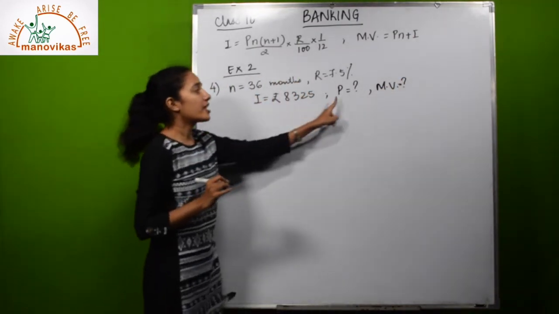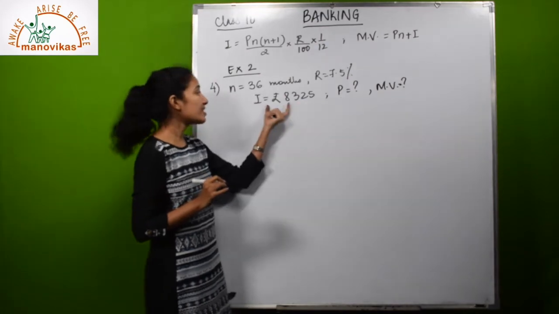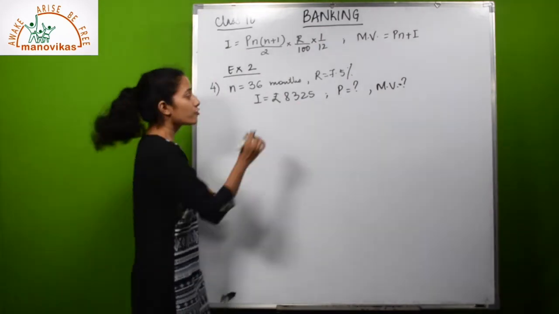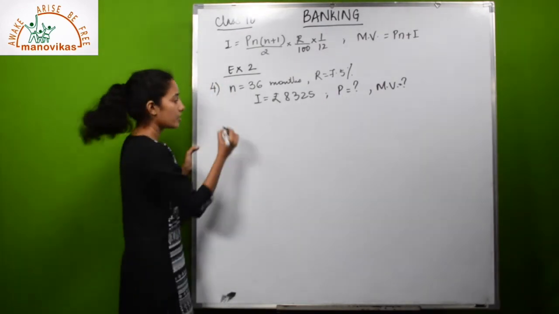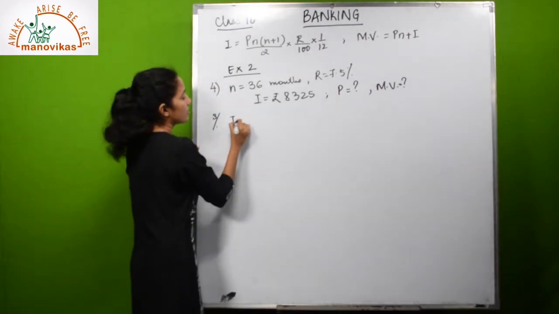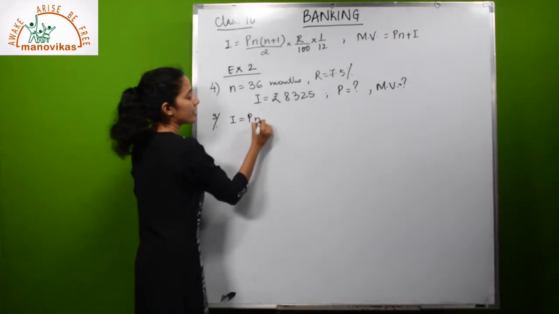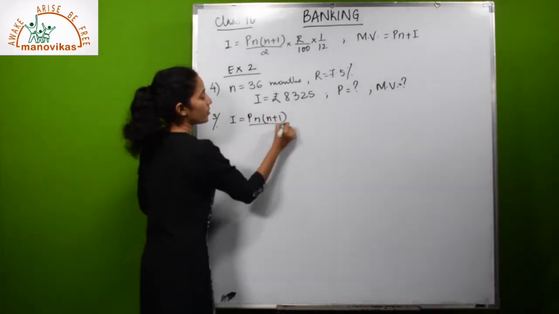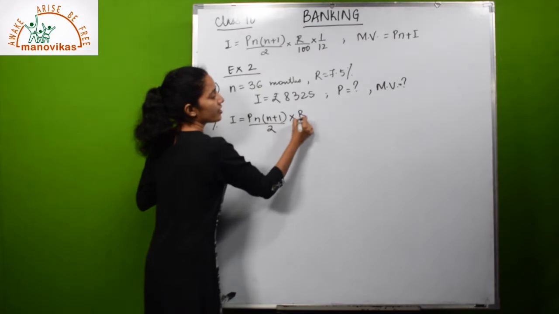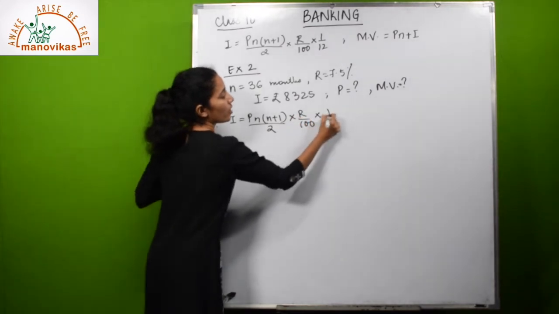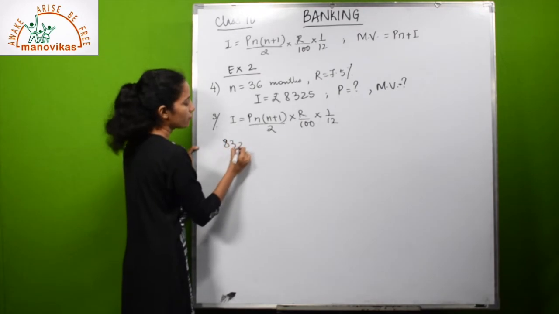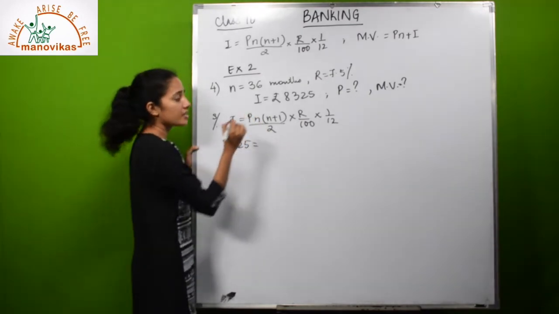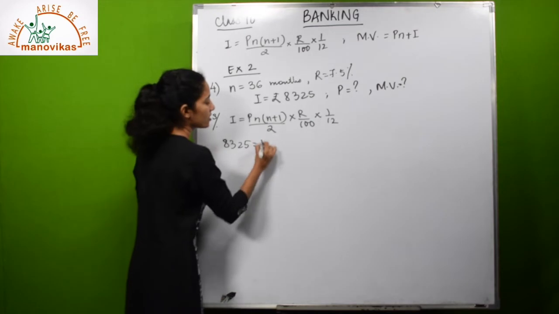So first you have to calculate the principal. What is given is the simple interest. So using what is given, we will first calculate the principal here. I have the simple interest formula as P n(n+1)/2 into R/100 into 1/12. Interest is given to be 8325. P, that is the principal, is what you have to calculate.